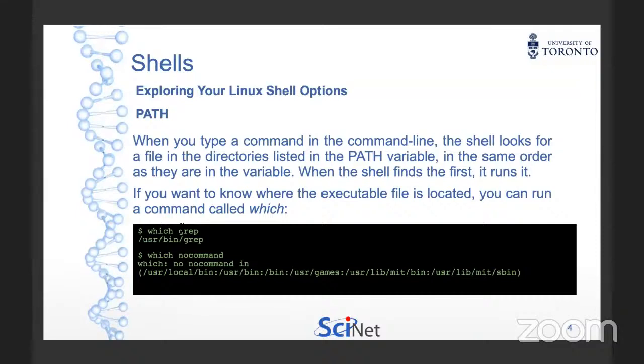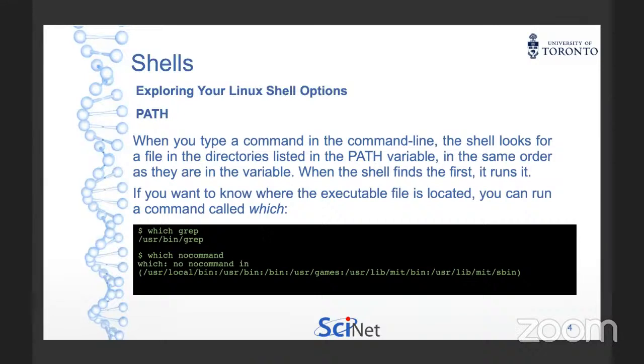When you type a command in the command line, as I said already, the shell looks for a file in the directories listed in the PATH variable, in the same order that they are in the variable. When the shell finds the first one, it runs it. For example, if you want to know where the executable is located, you can run a command called which. So which grep will return /usr/bin/grep. So you now know that the full path of that command is /usr/bin/grep.